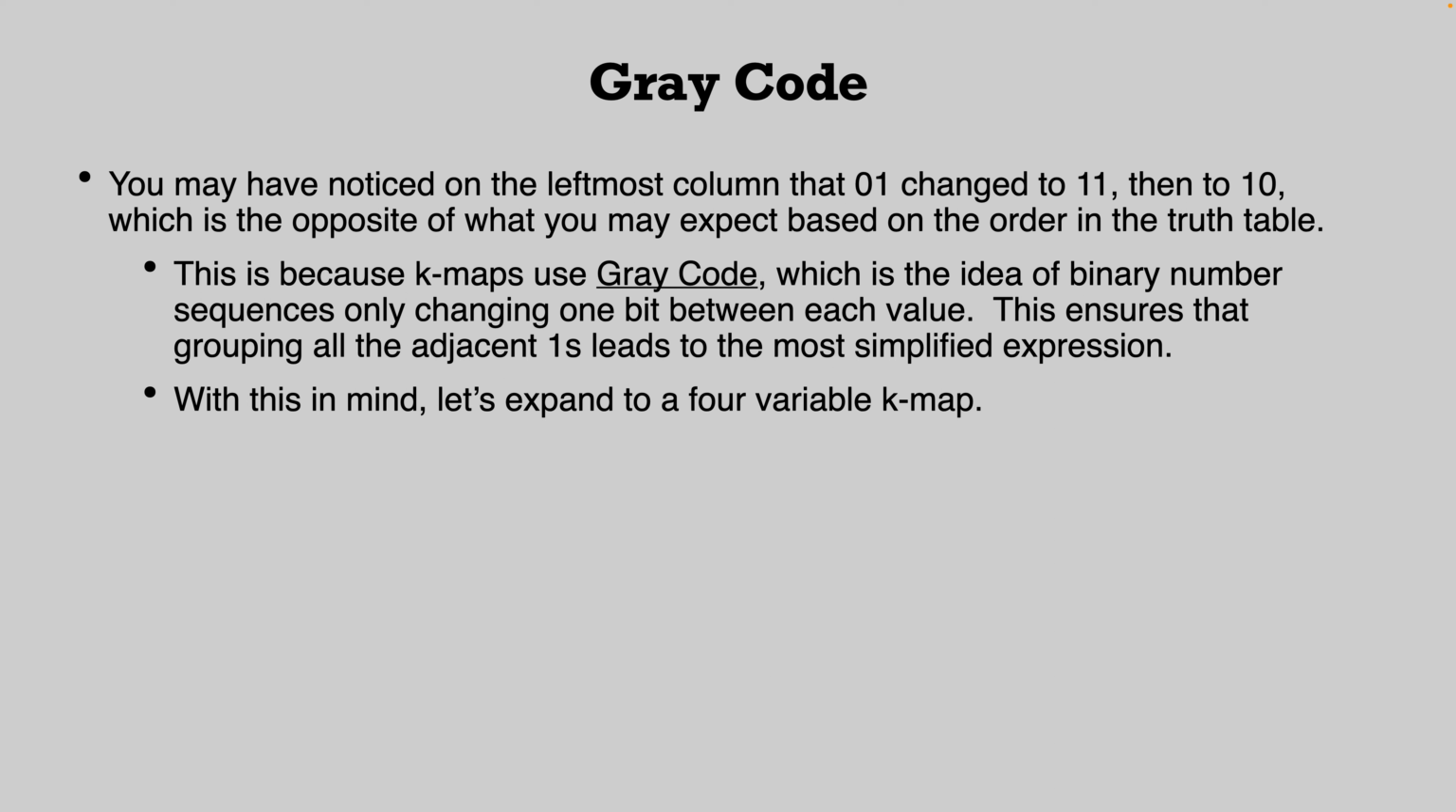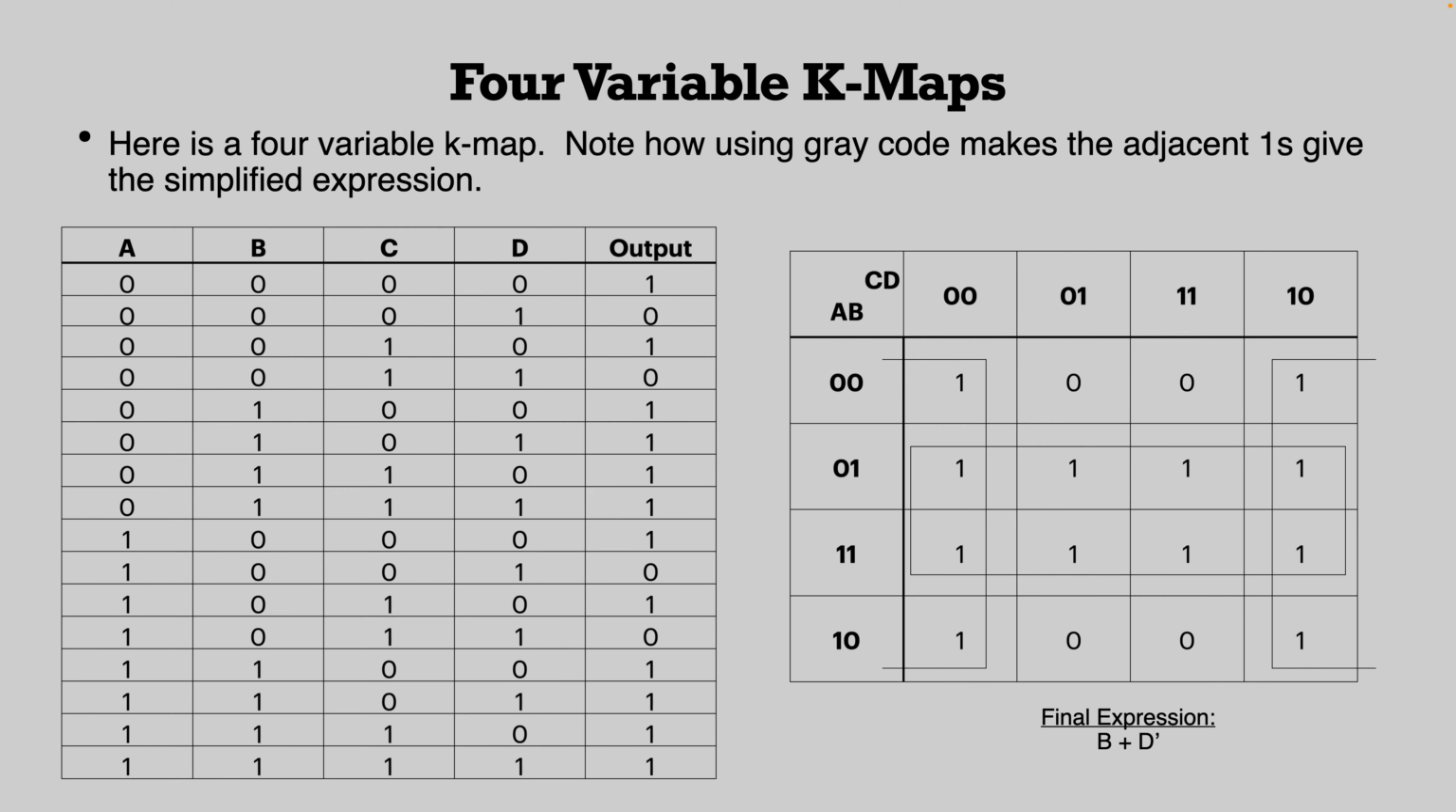So yeah, with this in mind, let's expand to a 4-variable K-map. So here's a 4-variable K-map, and we're going to note how using the gray code will give us our simplified expression. So yeah, we have a pretty lengthy truth table here with lots of values, and we have our K-map there to the right side, and we see both have the same variables in there.